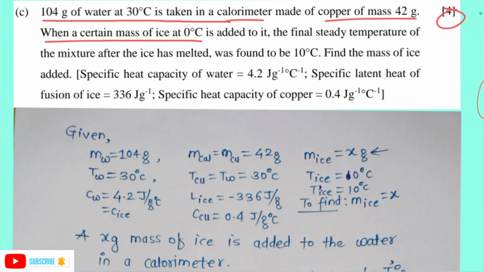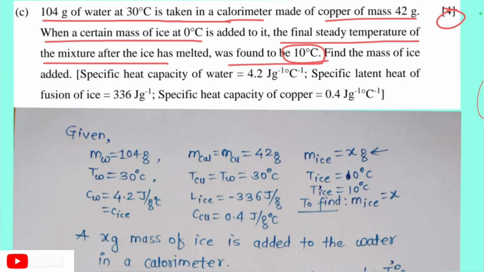That temperature of the mixture will also be the temperature of the water and the calorimeter after some time. It is already given: the final steady temperature of the mixture after the ice has melted was found to be 10 degrees Celsius. So can we say the temperature of the mixture will become 10 degrees Celsius?